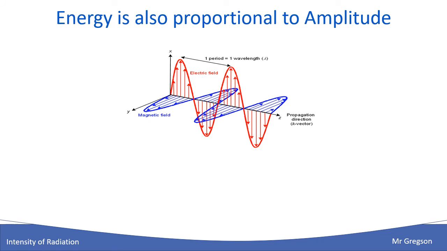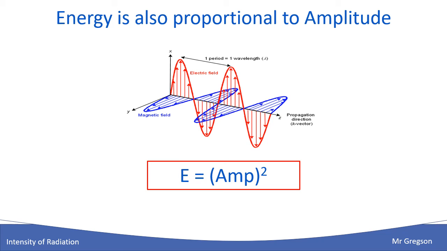So energy is also proportional to the amplitude. If we increase the amplitude, we increase the amount of energy, and it's the amplitude squared. Now that's quite useful later on, but for the moment, it's just a summary of what we're seeing in front of us in this diagram.